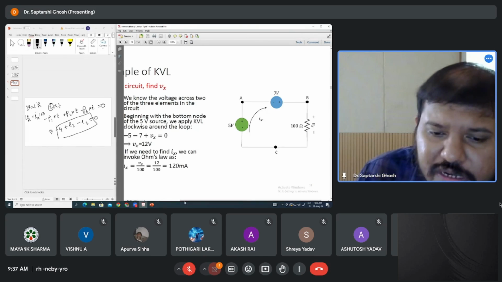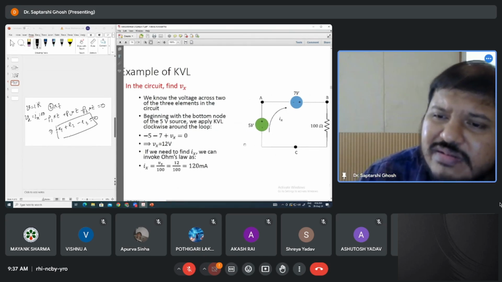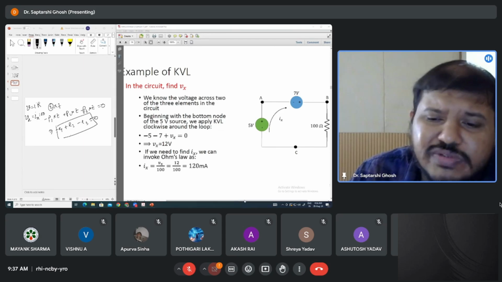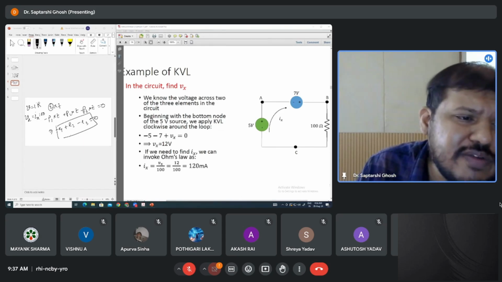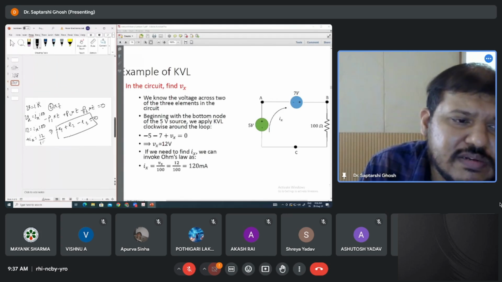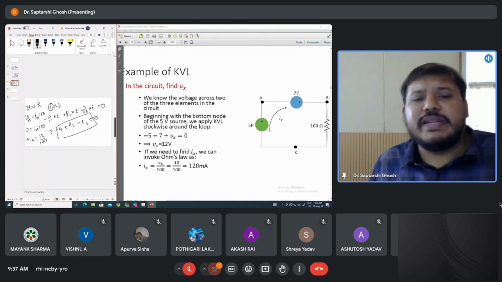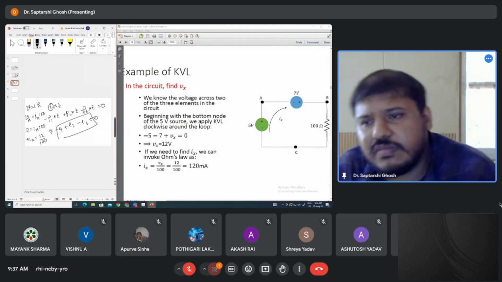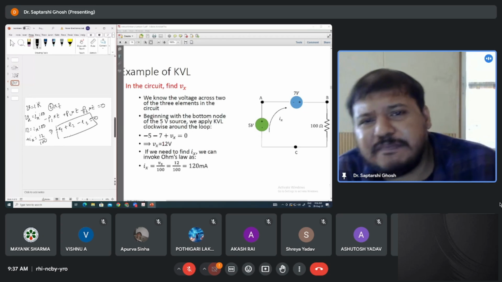Okay, now if you want to find current, what will be the Ix? Then using Ohm's law, Vx you have already found here, that is 12 volt. Ix multiplied by 100, so Ix will be equal to 12 by 100, so 120 milliampere. So this is a simple example of KVL.